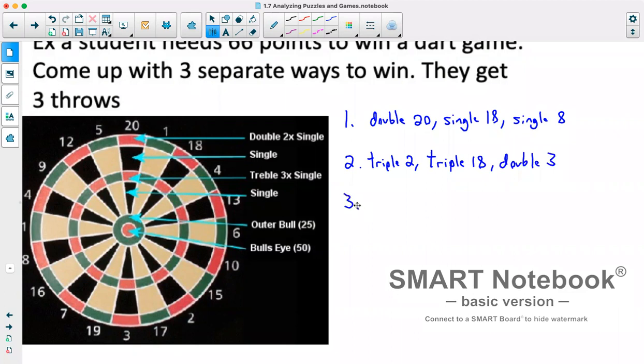A third one, let's throw in a bullseye. So we have a bullseye. That gives us 50. We need 16 more. So I could, for example, get single 13 and a single 3.